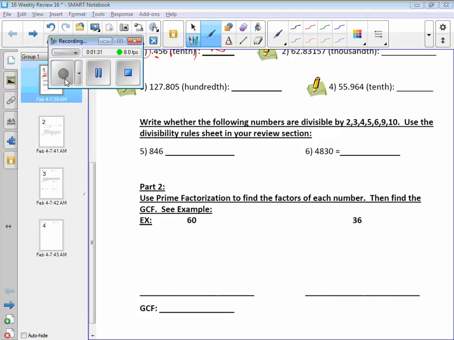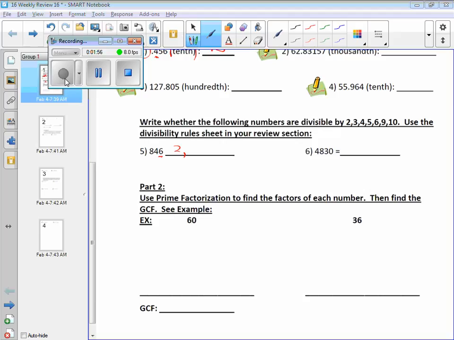Okay, the next section is divisibility rules again. We always need practice with that. And if you don't have a copy of the divisibility rules, I have extras in class. The rule for 2 says that any number that ends in an even number, 0, 2, 4, 6, or 8, is going to be divisible by 2. So starting with 2, we know that 2 will go into 846. So I'm going to write that down.